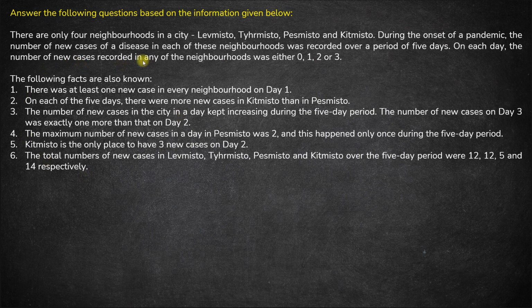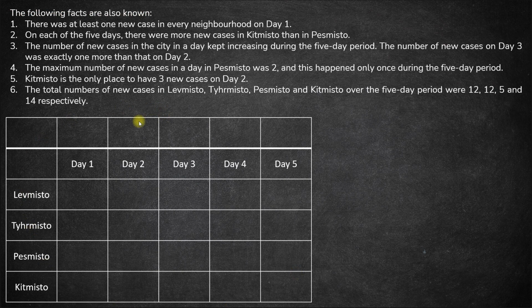And then we have the following points known, and we have to figure out which neighborhood has had how many cases on each of the 5 days. So let's make a table for this. We have 5 days and we have 4 neighborhoods, and we need to figure out what is the number of cases in each of these 4 neighborhoods on each of these 5 days. So let's start with the first point.